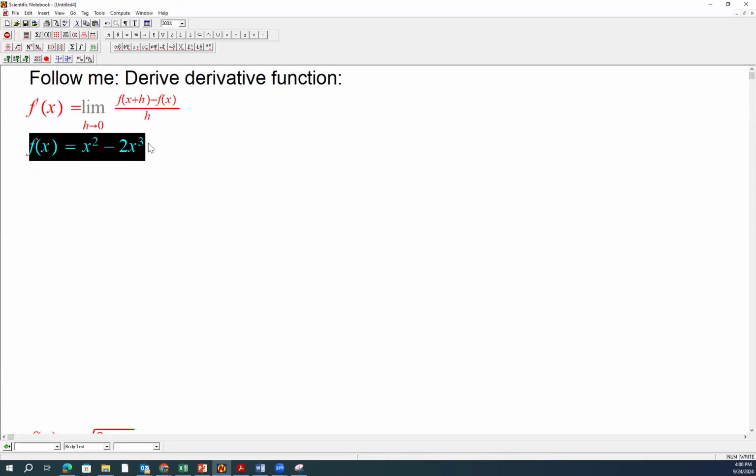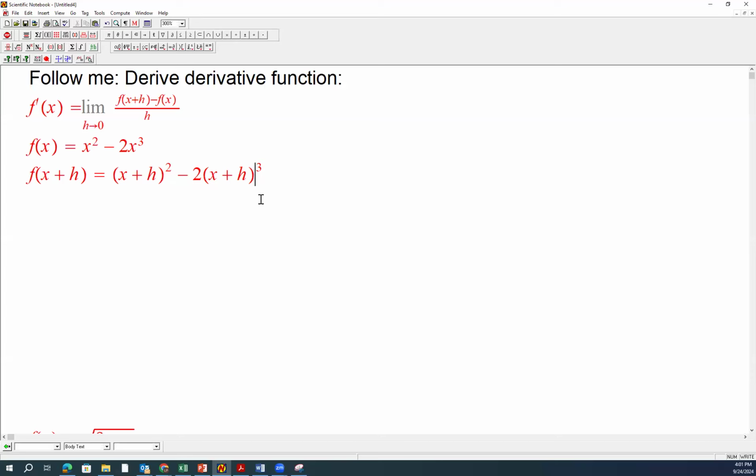So let's get started. So please have your paper, pencil ready to follow me. Okay, you don't have to do exactly what I do. You can do your own way and we compare notes. Okay, so now we have f of x and we need f of x plus h. For f of x plus h, everything x will be replaced by x plus h.